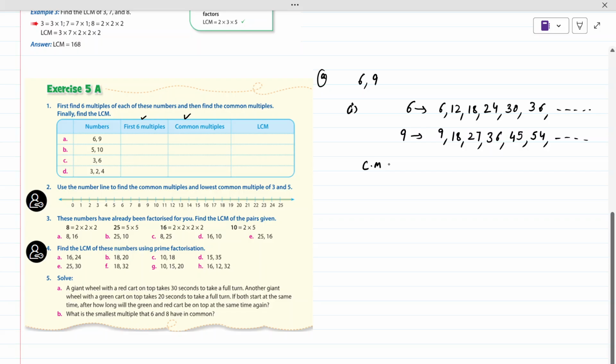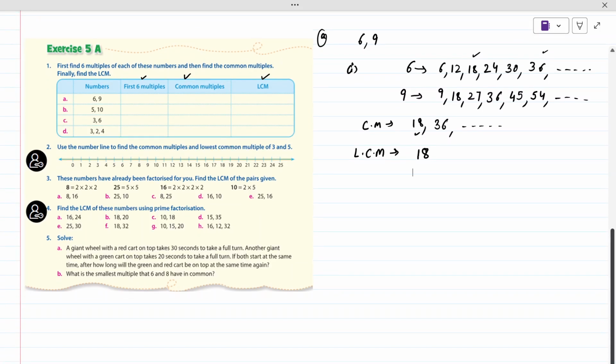Now let's find the common multiples. Common multiples are 18, right? And then the next one is 36. These are the two common multiples when we look among the first 6 multiples. Then we have to find the LCM. LCM is the least common multiple. So from the list, the least common multiple is 18. So the LCM is 18 here. Kids, I hope you have understood how we have done this.